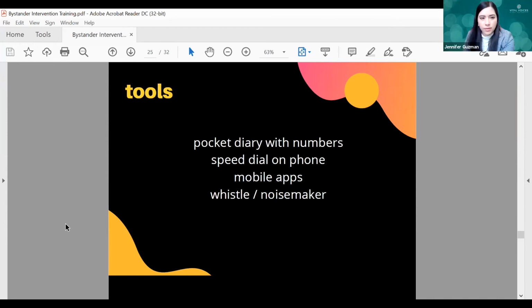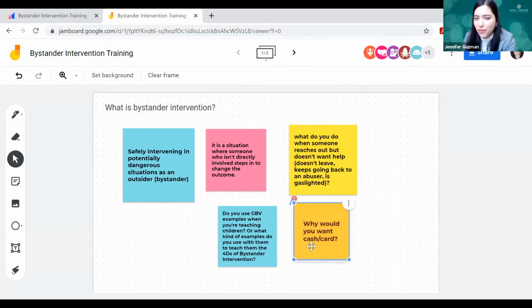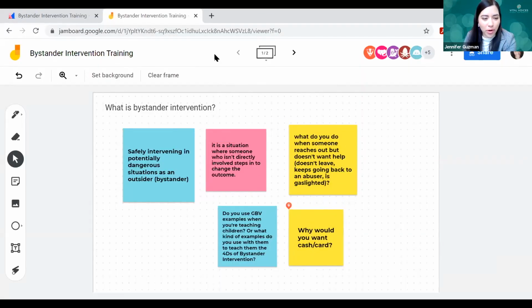So I'm going to pause here and check in if we have any questions. There was one question, Kirthi, on the last slide, and it said, why would you want cash or card? So I was wondering if you could delve into that a little bit more.